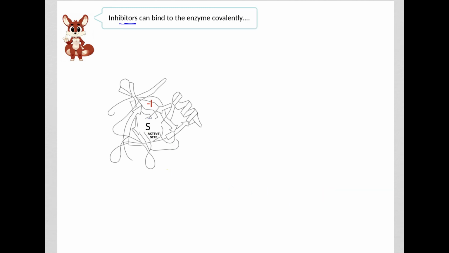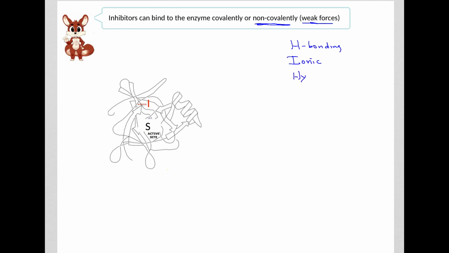Inhibitors can bind to the enzyme by covalent bonds, or inhibitors can bind the enzyme non-covalently, that is by weak forces such as hydrogen bonding, ionic interactions, hydrophobic interactions. These are all non-covalent or weak forces. So inhibitors could bind to the enzyme either non-covalently or covalently.